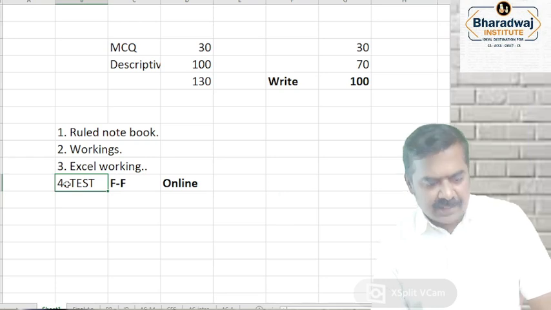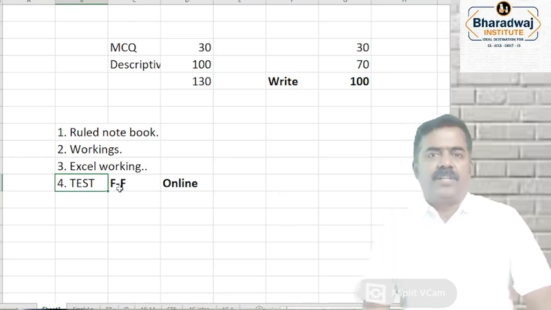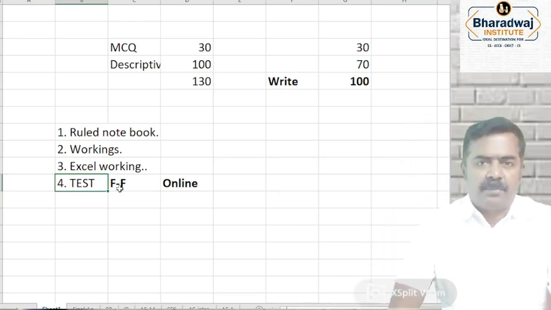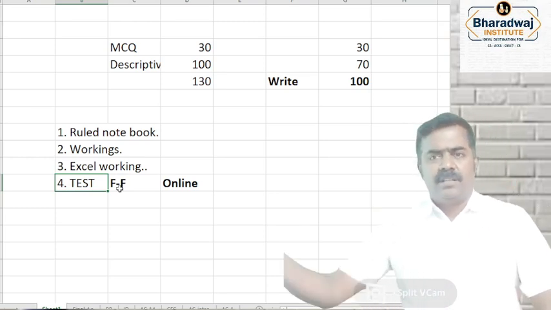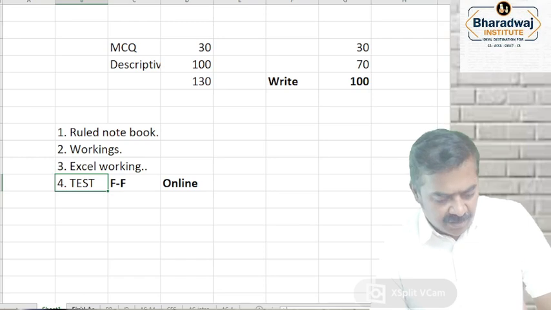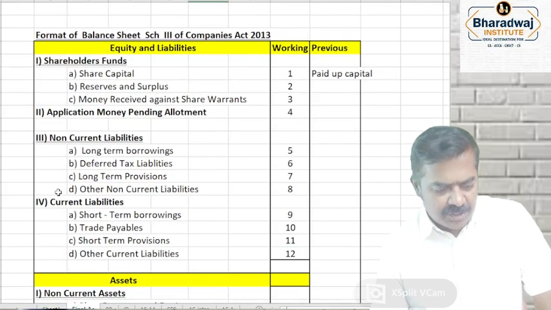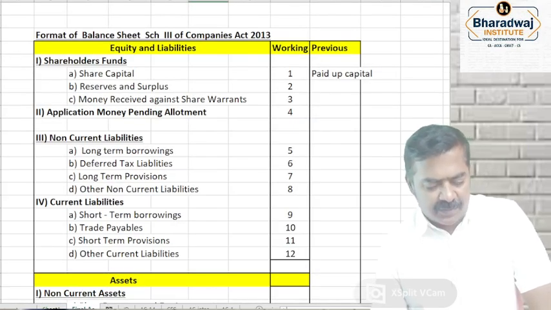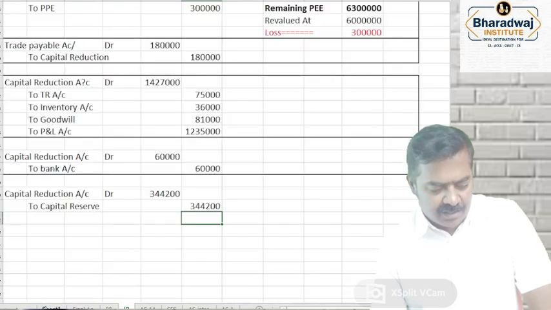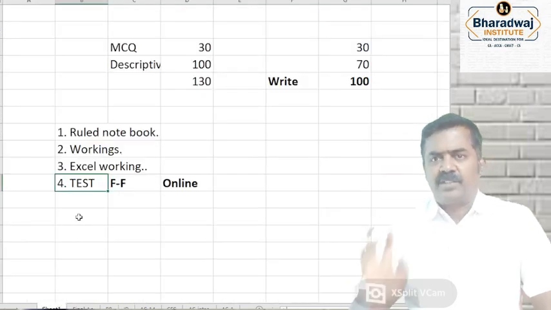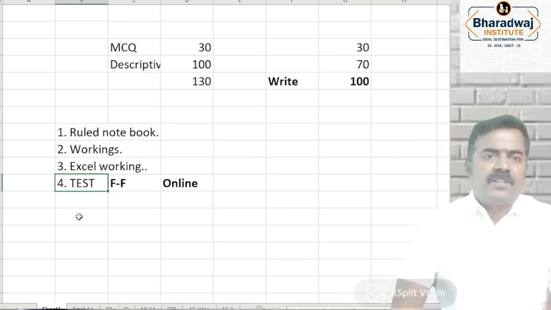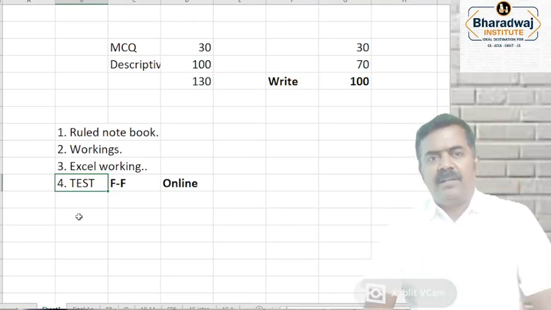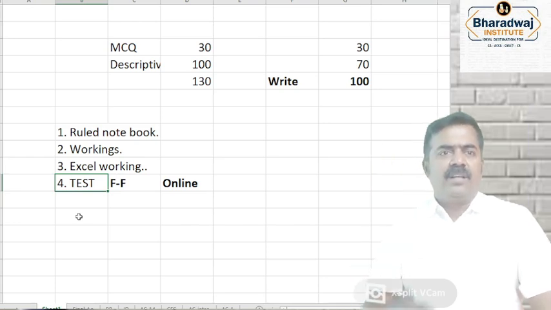Tests are conducted at the end of every chapter. Let us assume you joined for financial accounts or advanced accounts. The first chapter that we are going to do is final accounts of companies, then buyback, then internal reconstruction, like that we will proceed. So tests will be conducted on the completion of each chapter. For example, final accounts of companies are over, then you will be given a test.